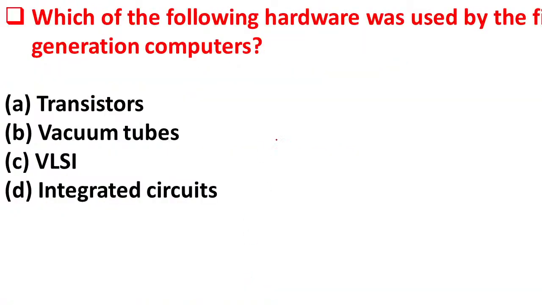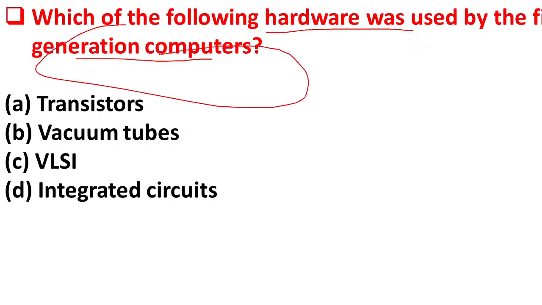The next question is, which of the following hardware was used by the first generation computers? Option A, transistors; option B, vacuum tubes; option C, VLSI; option D, integrated circuits. Which of the following hardware was used by the first generation computers? Here the right answer is option B, vacuum tubes. First generation computers used vacuum tubes.